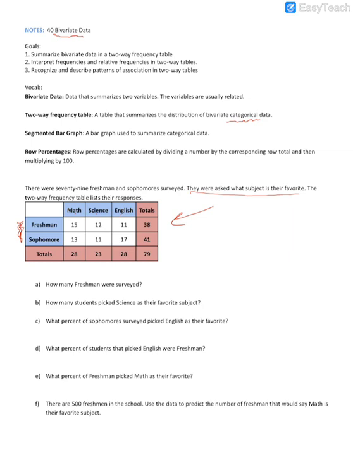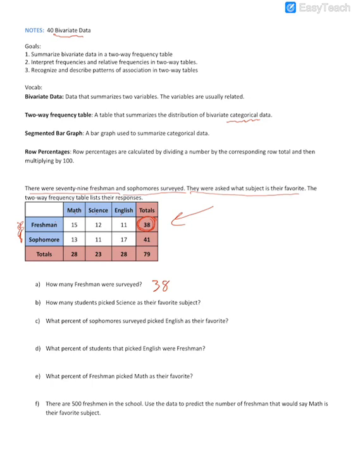So, all right, the first question: how many freshmen were surveyed? So we look at the freshmen, which is our first row, and the total number is already given to us. Sometimes we have to figure that out on ourselves. That would just be the 15 plus the 12 plus the 11. But there's 38 freshmen that were surveyed here. And again, if we read this, there were a total of 79 freshmen and sophomores surveyed, and they were asked what subject is their favorite.